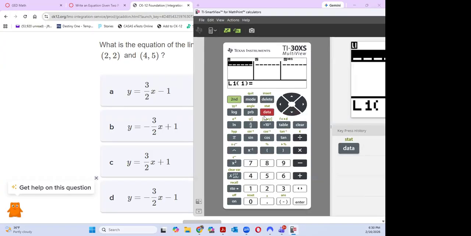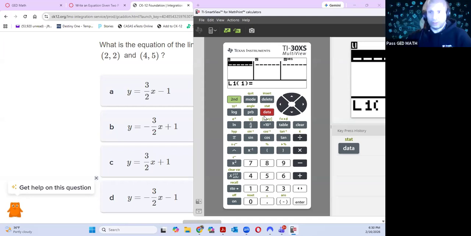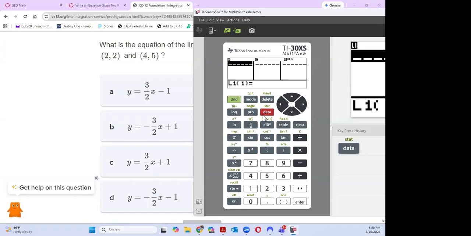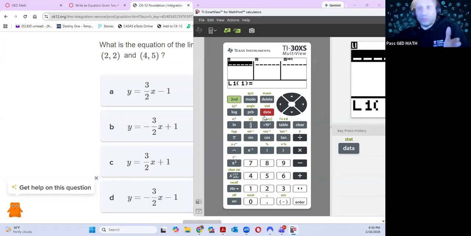Okay. What are my two x values? Wait a minute, you said, wait a minute, y1. Pause right there. First of all, you got to be able to identify x and y.